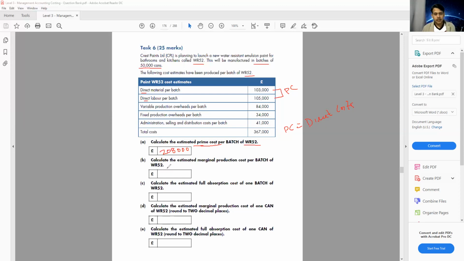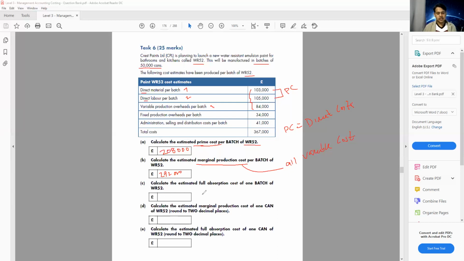In the next one, calculate the estimated marginal production cost. What is marginal production cost? All the variable cost. Marginal production cost means all the variable cost. So if I add all the variable cost, I have 1, 2, and 3. This 3 is also a variable cost, so I'm going to add this 3. 103 plus 105 plus 84, that is 292. All right, so this is the marginal cost. Marginal means all the variable costs.